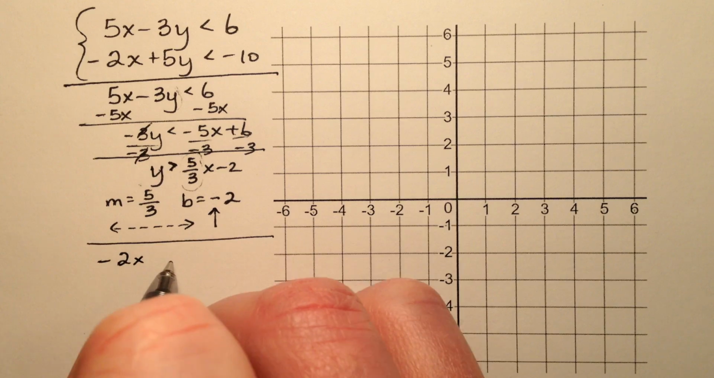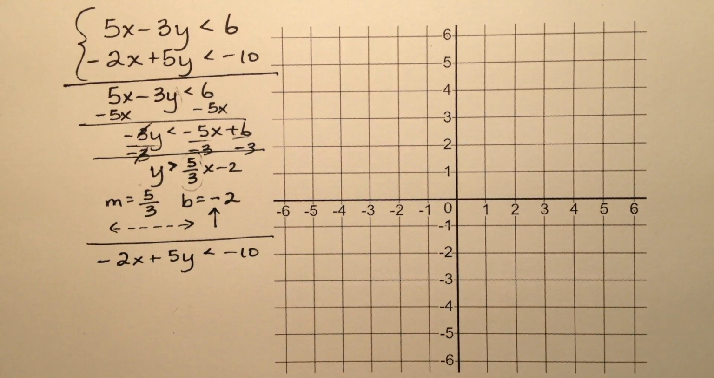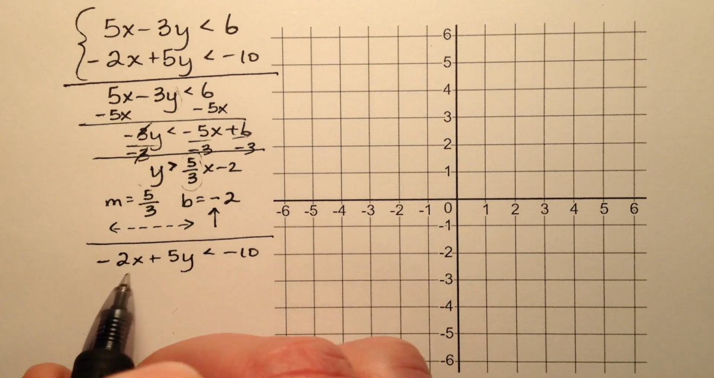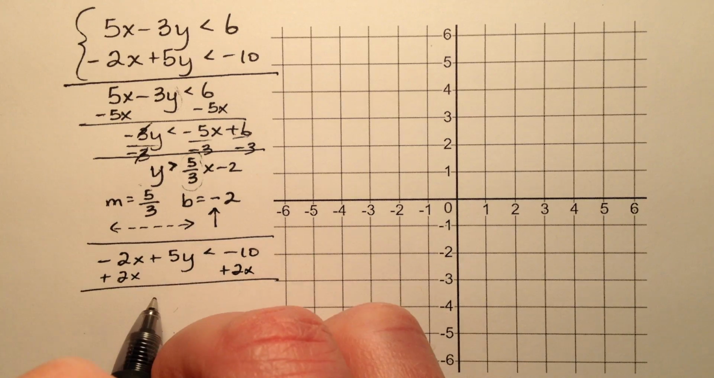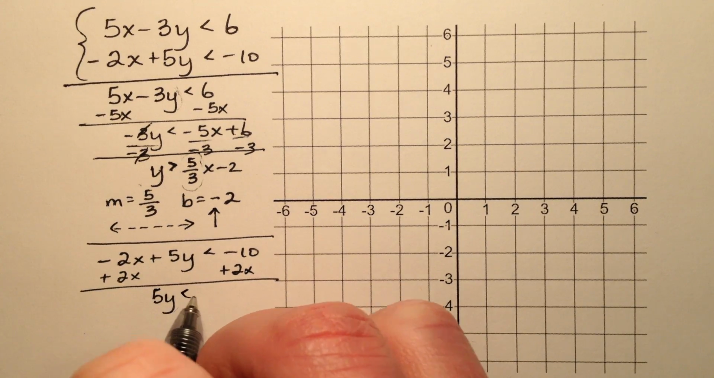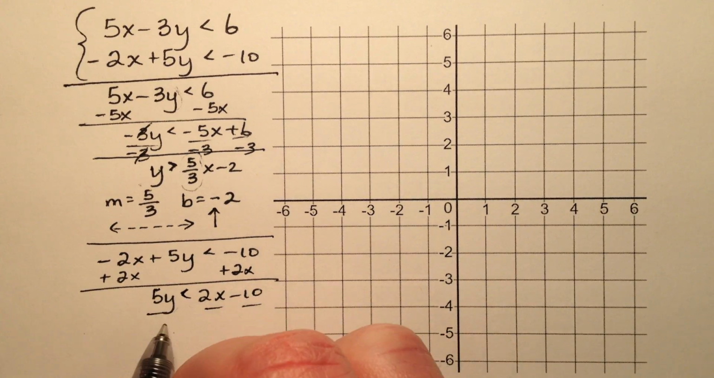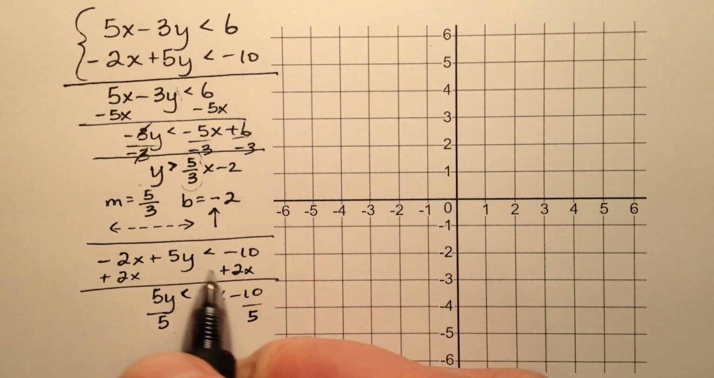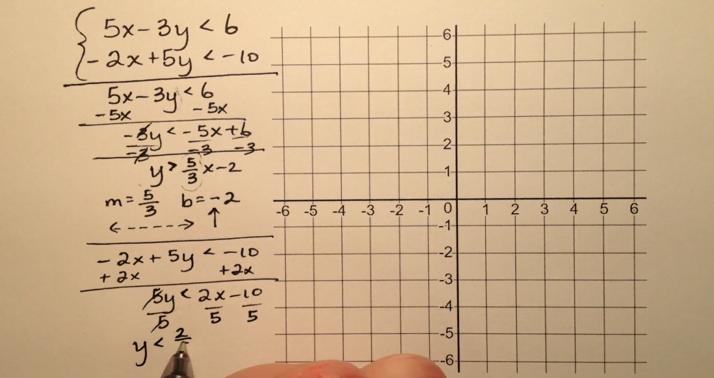The second one is negative 2x plus 5y is less than negative 10. So to solve for y, I'm going to add 2x to both sides first. So I get 5y is less than 2x minus 10. And then I'm going to divide every term by 5. So y is less than 2/5 x minus 2.